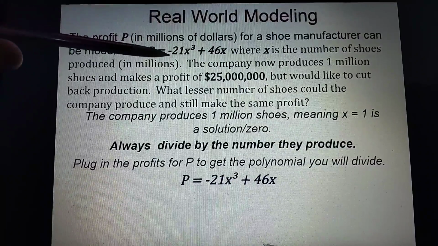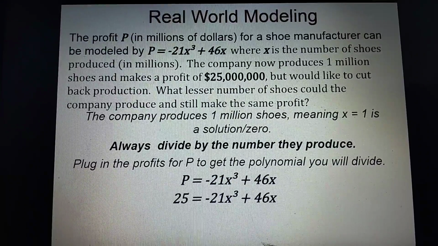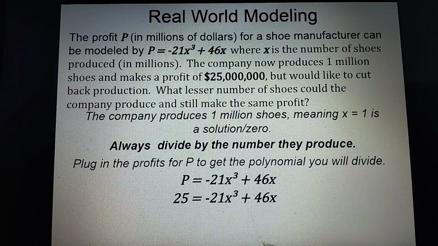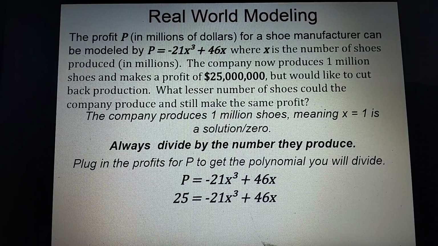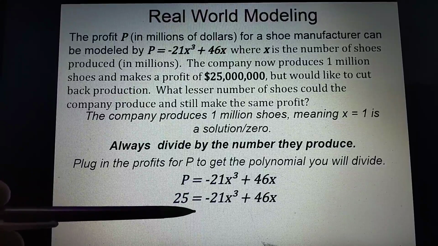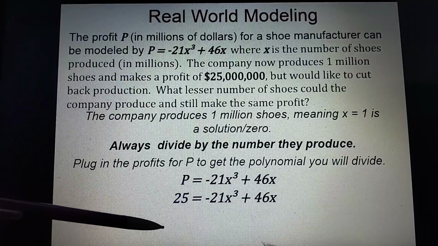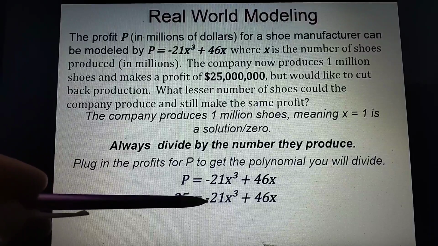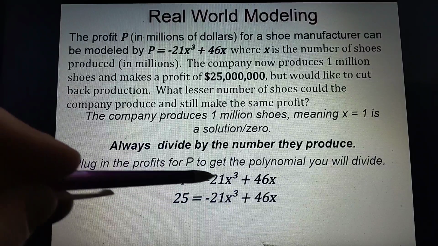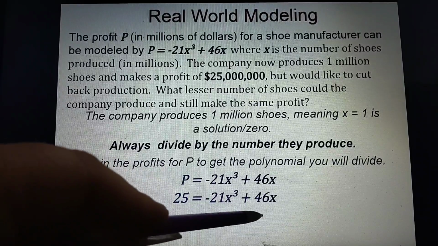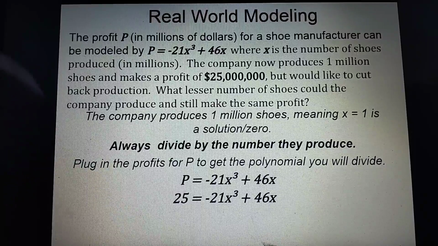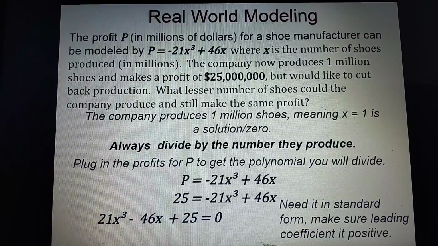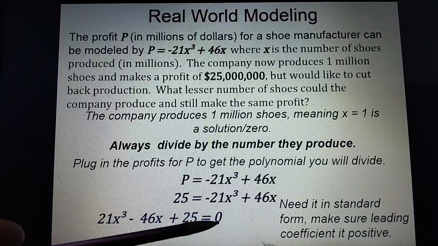So I'm taking this equation and I'm plugging the 25 in. It's always where you start. Always plug in the profit first. Now, we need this to be in standard form. That means we need everything on one side and we need it equal to 0. Now, our leading coefficient is negative. We don't want that to be negative, so I'm going to move everything from this side over here so that it becomes positive. Okay, so now I have standard form equal to 0.